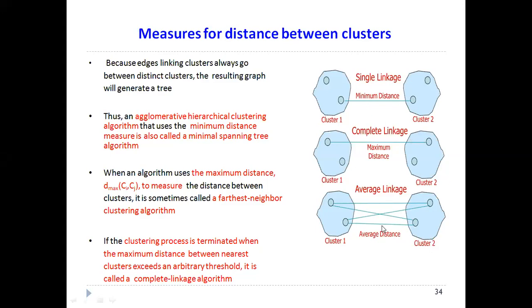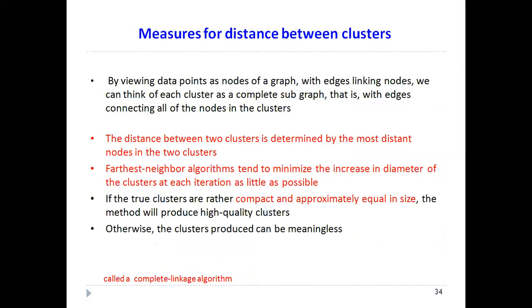And when you compute the distance between all the data points in the cluster and you take an average of it, it is called average linkage. So when you use this average distance to find the distance between clusters, it is called average linkage. Average linkage should be the right method to really define your clusters, because it takes all the data points into account, not just a minimum distance or a maximum distance. Okay. So the farthest neighbor algorithm tends to minimize the increase in diameter during each iteration.